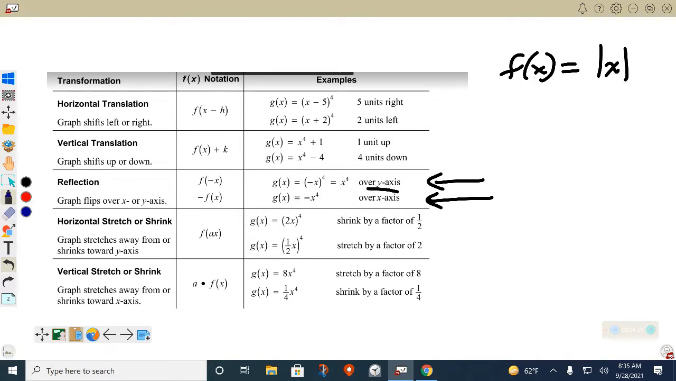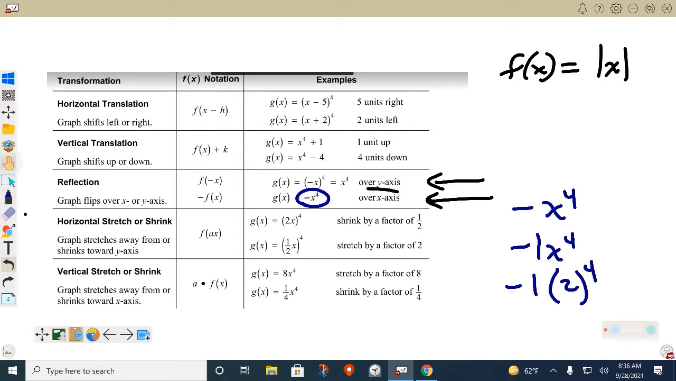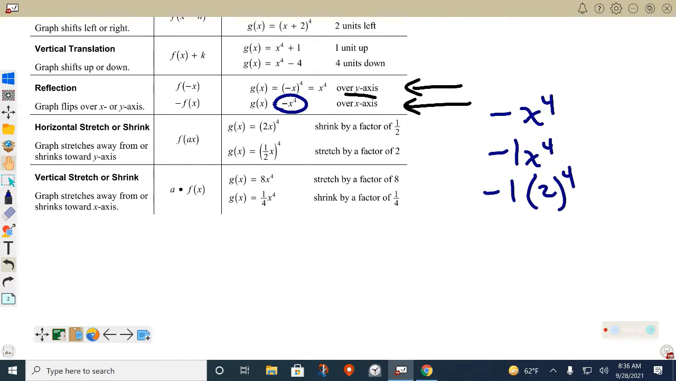Let me show you what I mean. Right here, negative x to the 4th really means negative 1 times x to the 4th. If I replace x with, let's say, 2, this is going to be negative 1 times 2 to the 4th power. Right? What has to happen first? Should I multiply the negative 1 times the 2 or take the 2 to the 4th power? What has to happen first?